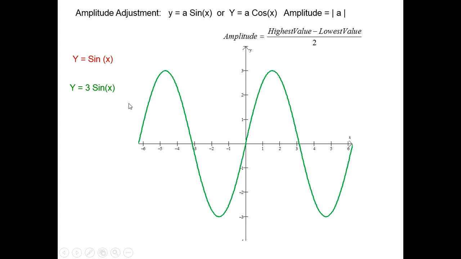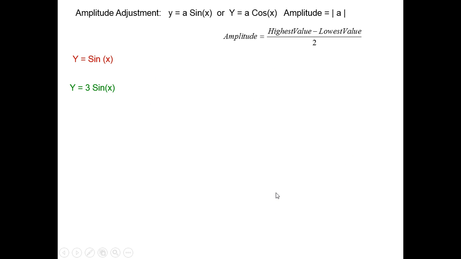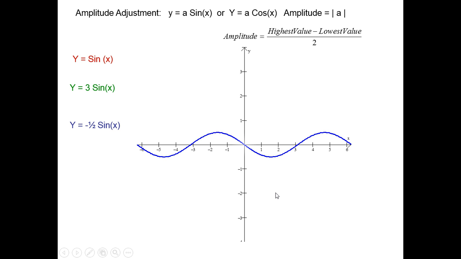Okay, so 3 sine of x is as graphed here. Amplitude is now 3. It's been stretched vertically. Okay, we could stretch it or we could compress it, as is the case here. And we'll notice with this one, we've compressed it to an amplitude of 1/2, and we've also flipped it because of this negative sign here.